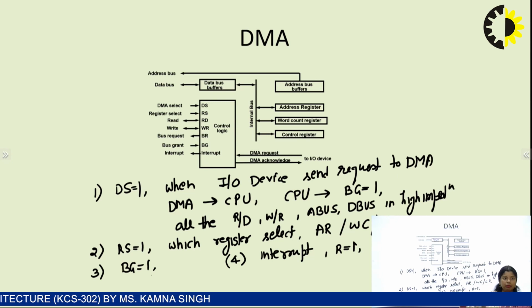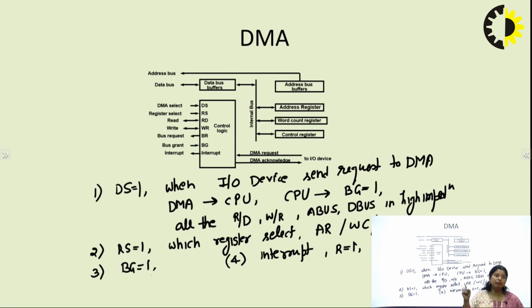Now, there is BG equals 1. Where is this BG equals 1 coming from? It is coming from the CPU to the DMA. The CPU is sending the information that it is now in a high impedance state, and the DMA will be overall responsible for the IO transfer. The IO device transmits the data to the DMA, and the DMA transfers the data to the memory. Whatever read or write operations are performed, all go to the memory. And one more term is there, the interrupt.